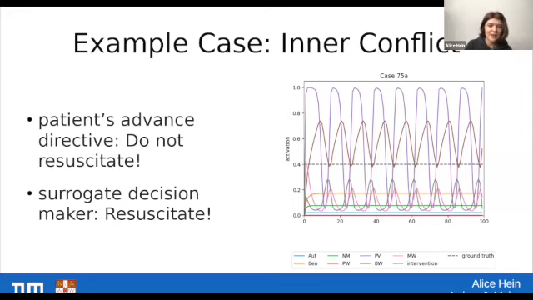Resuscitate my spouse. And what you have here on the right in purple is the advance directive of the patient, and in brown you have the opinion of their spouse, of their next of kin. And you can see they're kind of in conflict. So the purple line is higher, it has more weight, which is correct. In these kinds of cases, the patient's advance directive should carry more weight than what the surrogate says.